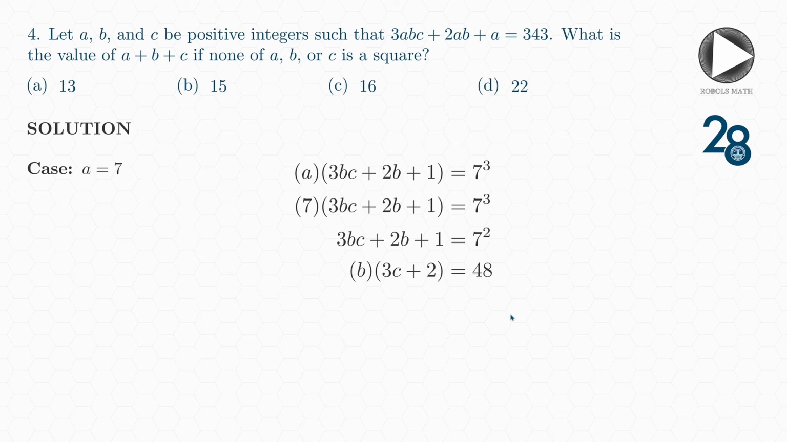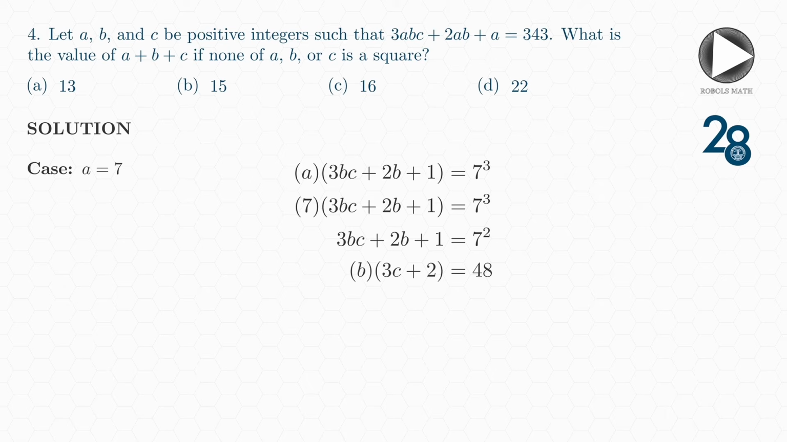Again, we can use the same reasoning as the one we used earlier. Since B and C are integers, we conclude that B must be a factor of 48 as well as 3C plus 2. Moreover, note that 3C plus 2 is never divisible by 3. Because 3C is divisible by 3, if you add 2 to that, it will never be divisible by 3 when we're talking about integer values of C. Therefore, we can conclude here that B must be a multiple of 3.